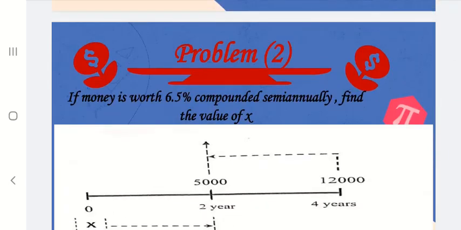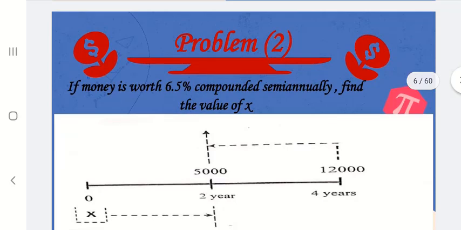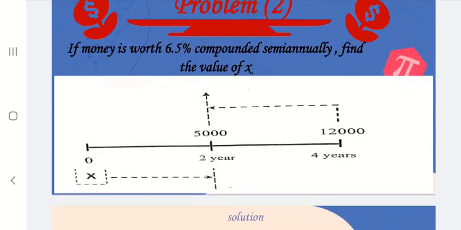Problem number 2. If money is worth 6.5% compounded semi-annually, find the value of X. In this problem, the focal date lies in between the maturity dates of old and new obligations. So for the old obligations, we will take $5,000 at its value, and we will get the present value for $12,000. And for X, we will get the future value.